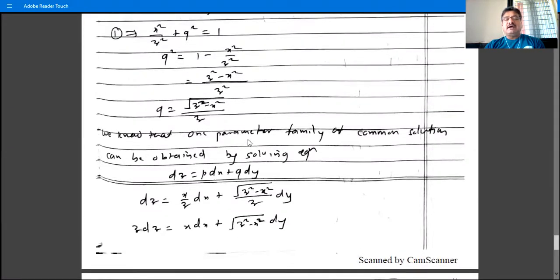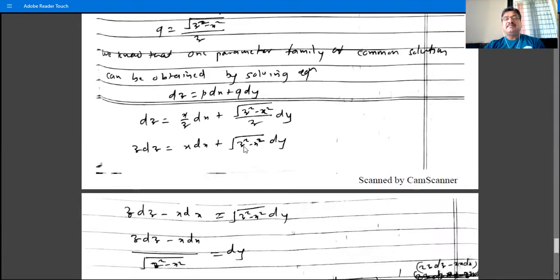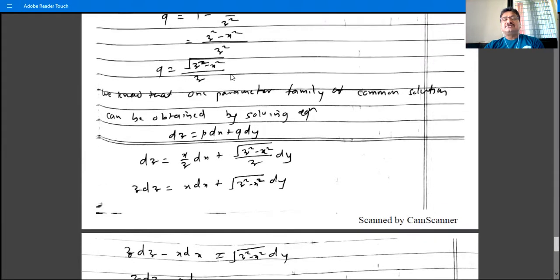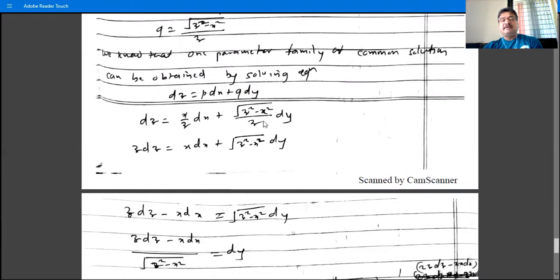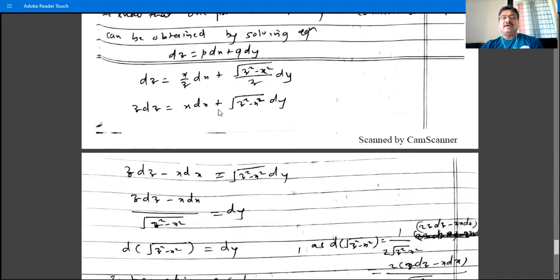So we know that one parameter family of common solution can be obtained by solving the equation dz = p dx + q dy. That is, dz = substitute p as x/z dx plus q as root(z² − x²)/z dy, and then multiplying throughout by z, we have z dz = x dx + root(z² − x²) dy. And this dz = p dx + q dy is the Pfaffian differential equation.